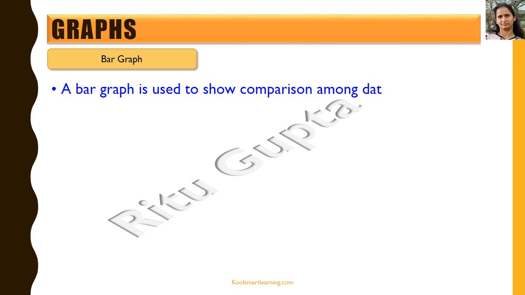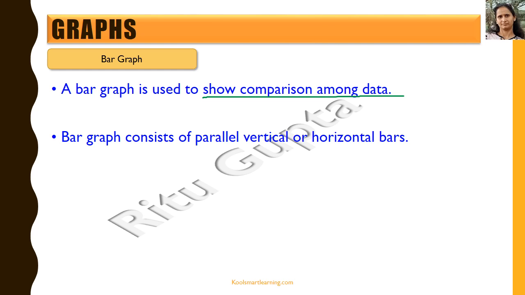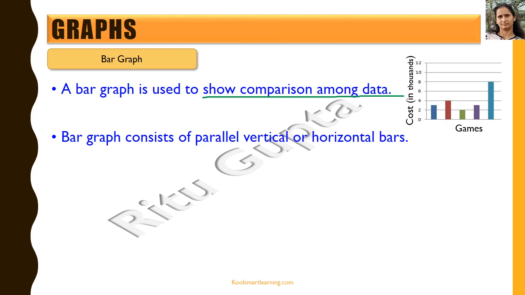So first of all, let's talk about bar graphs. What do we mean by a bar graph? A bar graph is basically used to show comparison among data. Bar graphs consist of parallel, horizontal or vertical bars, as we just talked about in the previous one.